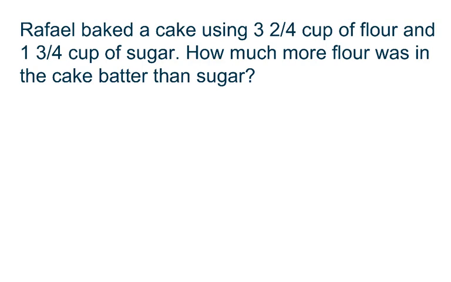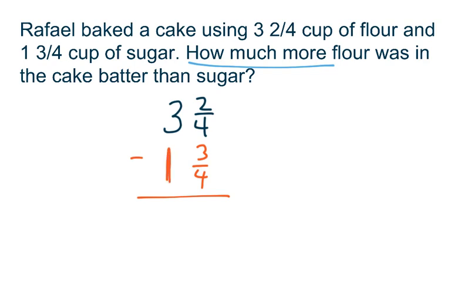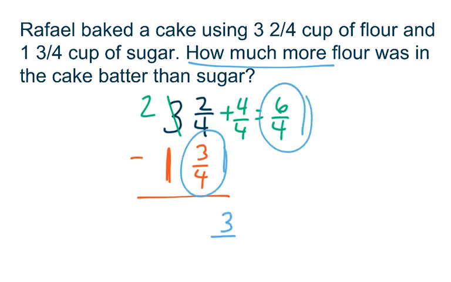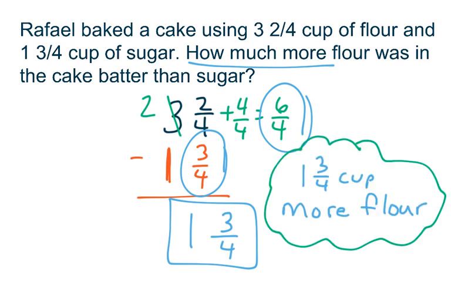In order to solve this question, we need to do some subtraction. So we're going to take our 3 2/4 cup of flour, and because we want to find how much more flour was in the cake batter than sugar, we need to subtract, and we're going to subtract our 1 3/4. And we notice that the fraction on top for our greater mixed number is smaller than the fraction on the bottom, so we have to do some regrouping. We borrow from our whole, we add a whole, and we're left with 6/4, and now we can subtract. 6/4 minus 3/4, we're left with 3/4, and 2 minus 1 is 1. So how much more flour was in the cake batter than sugar? 1 3/4 cup more flour.